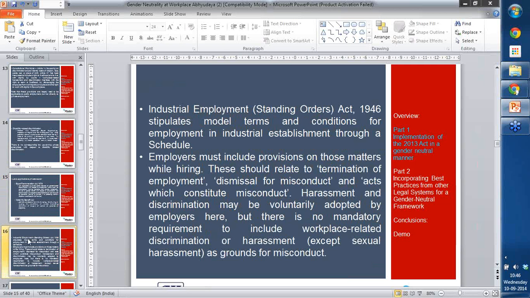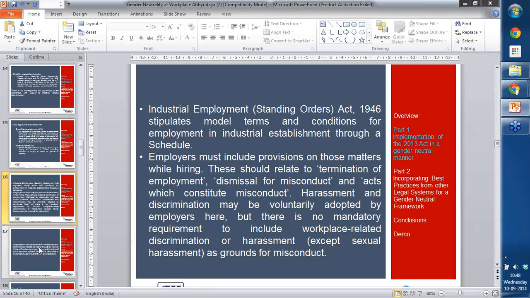So under the 2013 Act, of course, it has been written that sexual harassment of a woman at work should be treated as misconduct, that an employer is bound to incorporate that in their employment policies or their service rules or standing orders. However, if they want to go a step ahead, they are free to include harassment and discrimination as well. What is the meaning of these terms? They can have technical meanings. We will discuss them in a while.